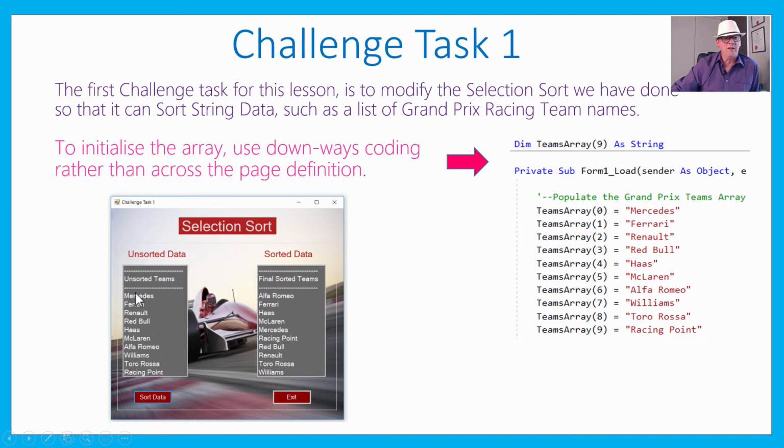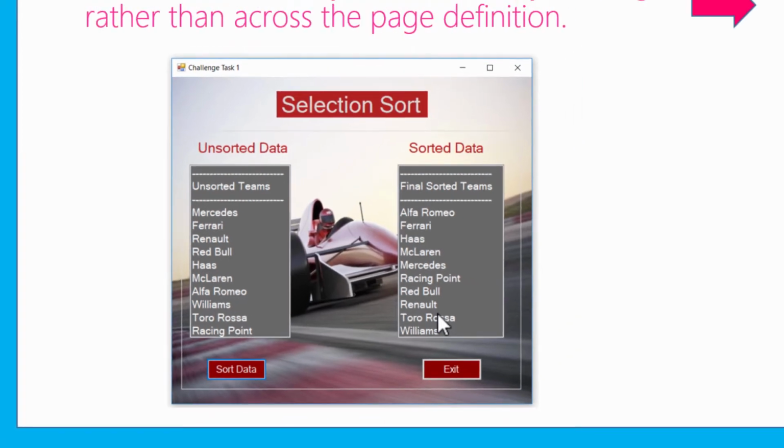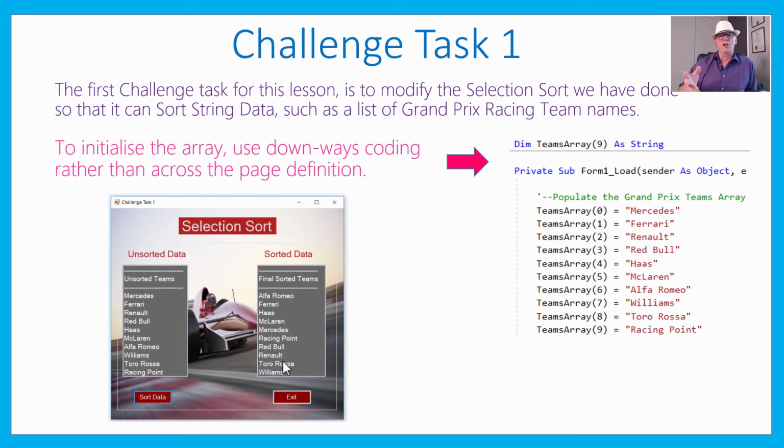So what you should be able to do is something like this. Have the unsorted teams like that. Click the button to sort the data, and here they all are in sorted alphabetical order. So we can do it on strings and words and sentences, not just numbers. Your challenge task is just to make a few changes to the program and get that all working for strings. So this finishes part 1 of the lesson.